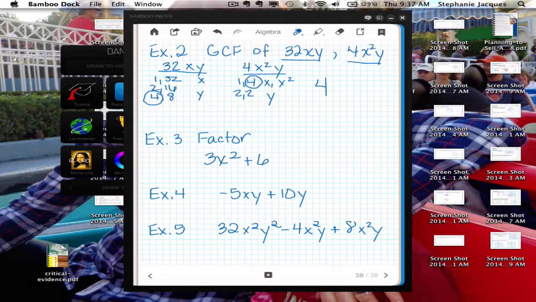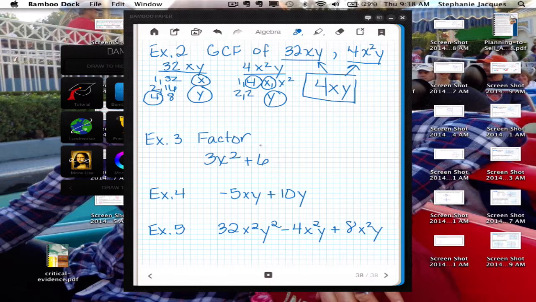And then they share an x and an x, so we can put an x. This one doesn't have an x squared, so we can't put the x squared. But they do share a y and a y. So the greatest common factor, the biggest number that can go into both of these, would be 4xy. Because you'd say, well, what could I multiply 4xy by to give me 32xy? And you would just multiply 8 by that. And then what would I multiply 4xy by to give me 4x squared y? You just multiply x by that, so it becomes x squared.